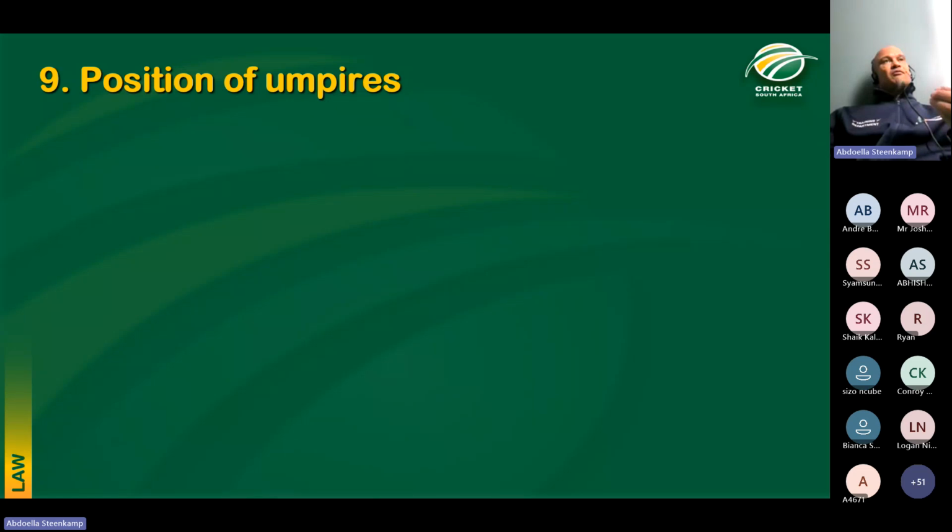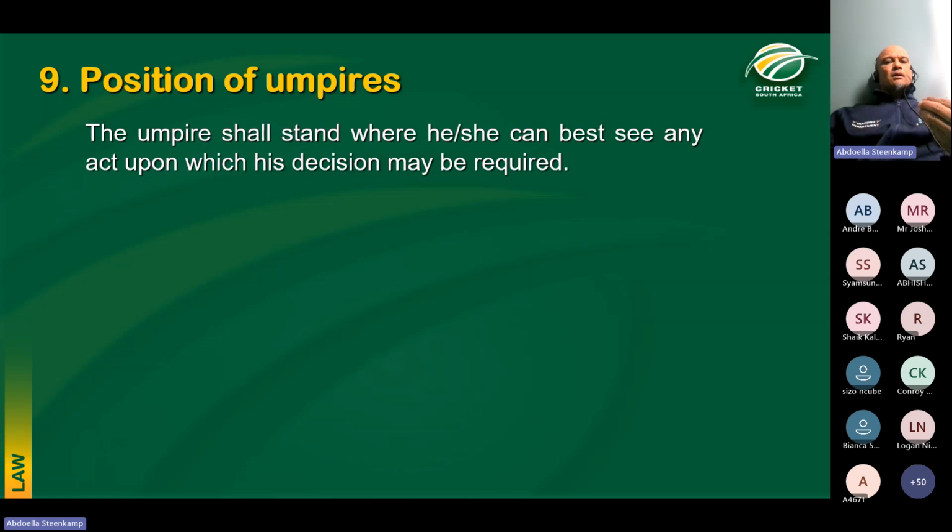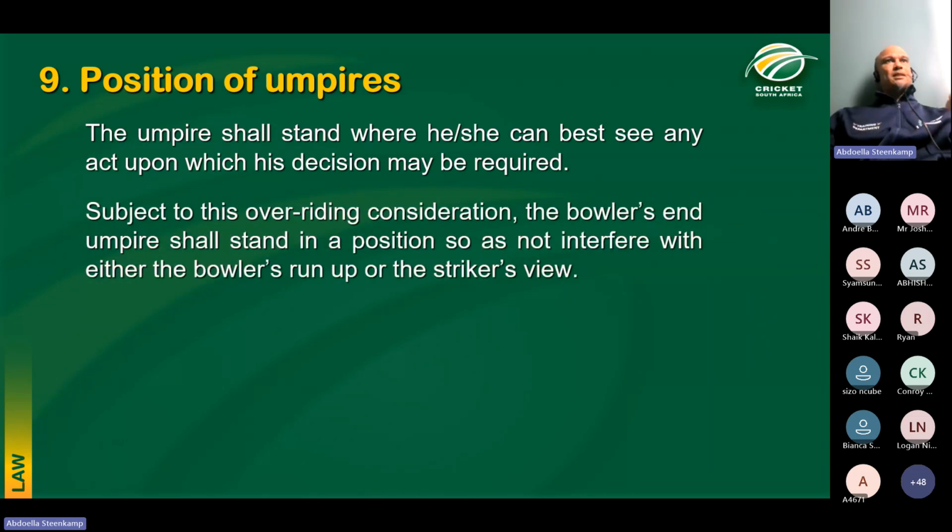So when it comes to the position of the umpires, where do the umpires stand? All the law tells us is the umpire needs to stand where he or she can act upon and make a decision. We can best see to act upon when a decision needs to be made. So there's not an exact place. All they say is you need to stand in the best position for you to make the decision. When you're standing at the bowler's end, you're not to interfere with either the bowler's run-up or the striker's view.